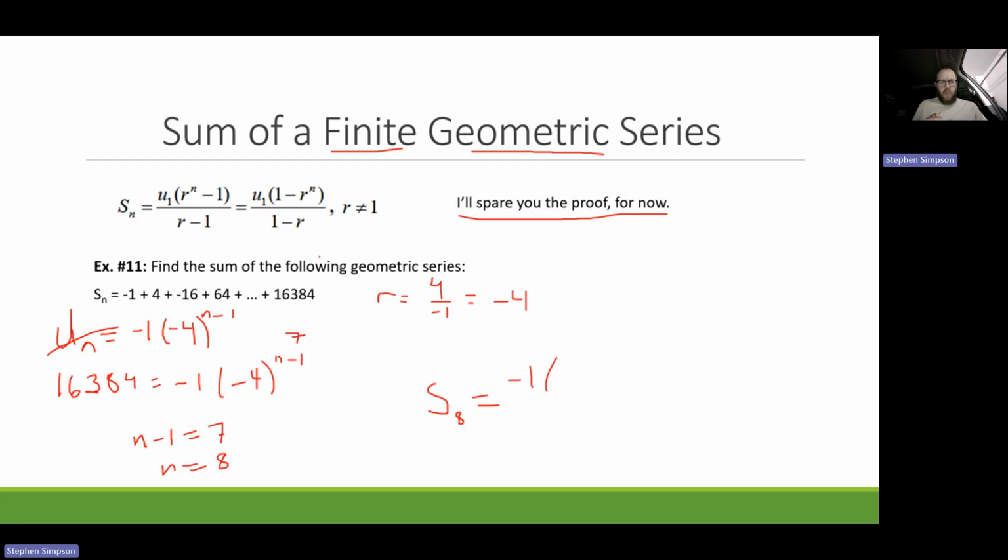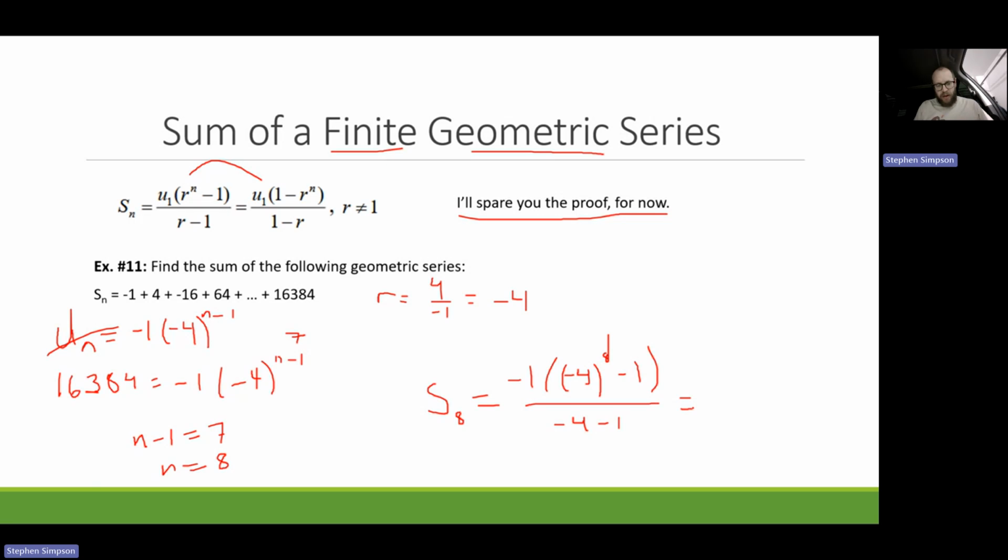Now there are 2 equivalent versions of this formula. It doesn't matter which one I use. I'll use the one on the left. So -4, make sure you put that in parentheses because it has a negative in front of it, to the n, which is to the 8th, minus 1, all over r, which was -4 minus 1, equals, and let's see what it adds up to.